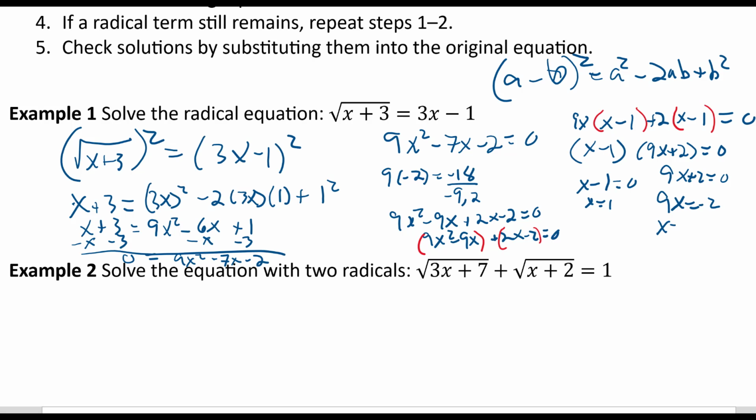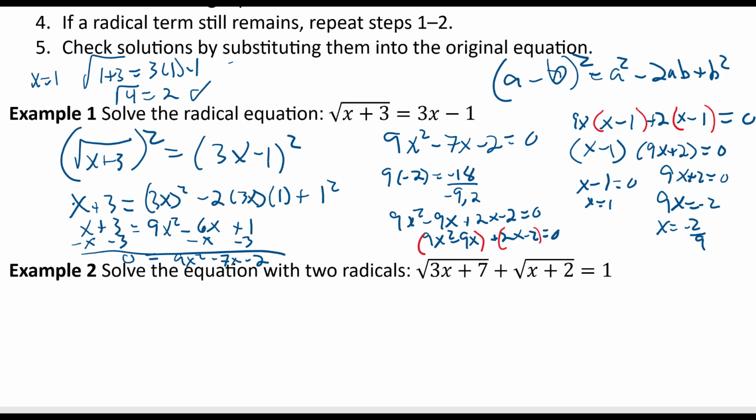So x equals negative 2/9. Okay, so let's try these two solutions and see if they work. Let's try x equals 1. We'd have the square root of 1 plus 3. Is that going to be equal to 3 times 1 minus 1? Is the square root of 4 equal to 2? And that's true.